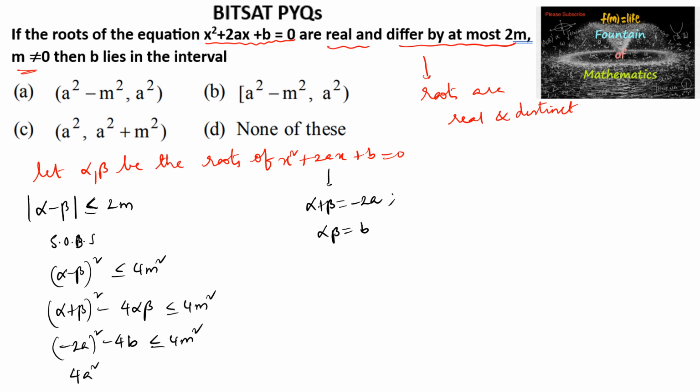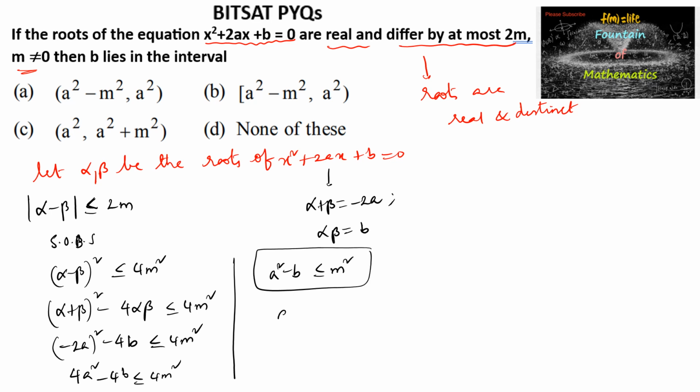That is 4a square minus 4b is less than or equal to 4m square, or we can write a square minus b is less than or equal to m square, or this can also be written as a square minus m square is less than or equal to b. So let us consider this as equation 1.